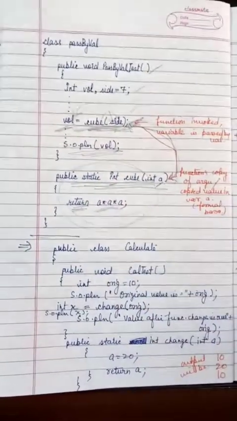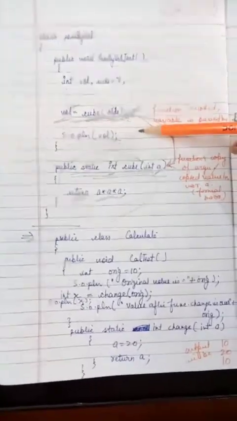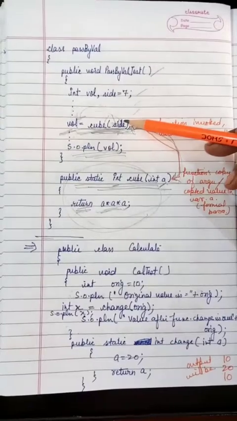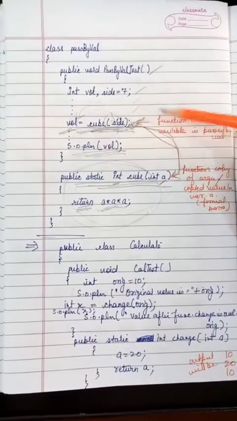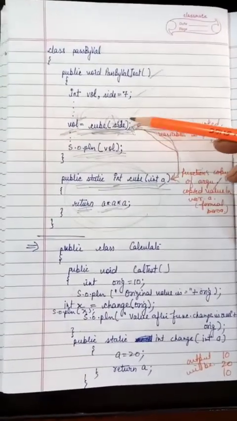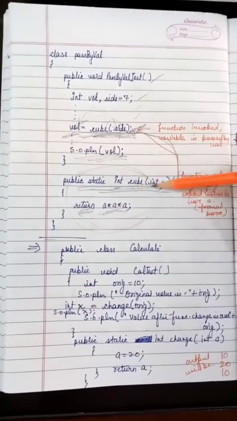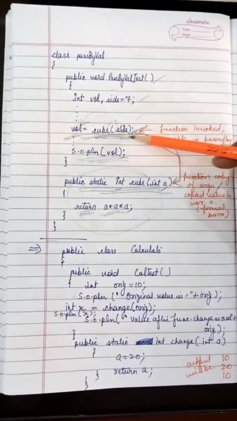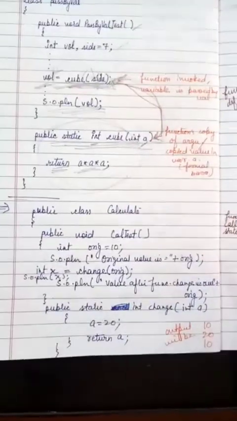So this is the example of pass by value, as we are passing the value of the actual parameter, and we are receiving the copy of side within A. This is the actual parameter, which appears in the function call statement, and this is the formal parameter in the function definition.